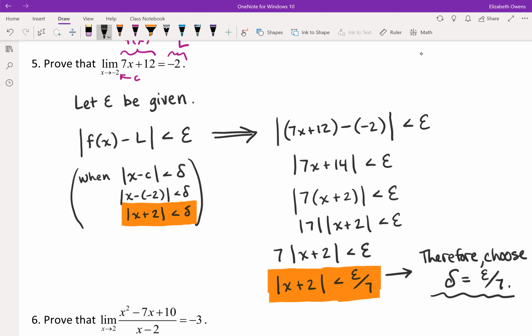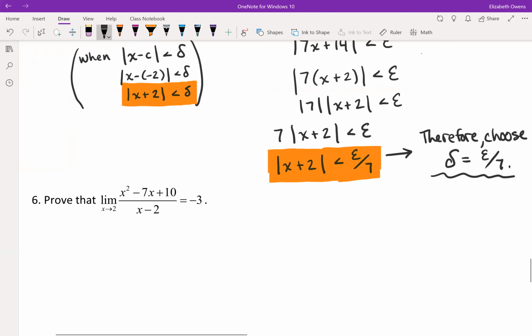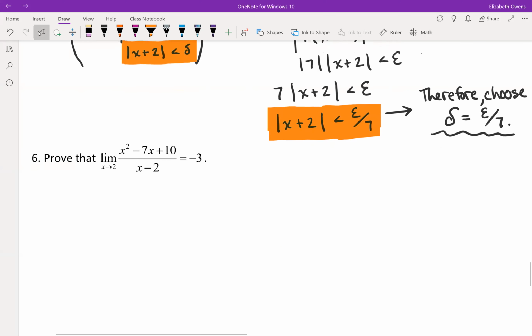All right, so there's that one. Let's do one more here. Slightly different looking function here. We're going to work with a rational function this time. We are going to prove that the limit as x approaches 2 of x squared minus 7x plus 10 over x minus 2 equals negative 3.